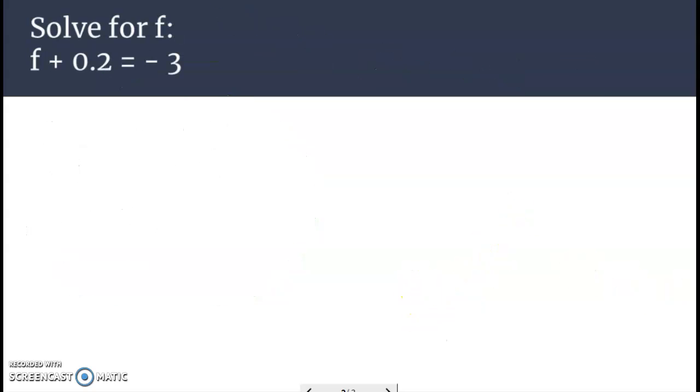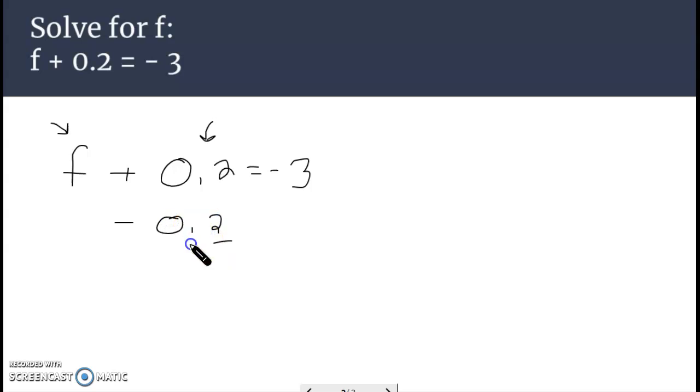Let's look at another one here. Solve for f this time. F plus 0.2 is equal to negative 3. Our variable's f, and we have to look and see what's happening to f. It's being added to 0.2. So when you identify and see what's happening to it, you now know to undo what you see. The opposite of plus 0.2 is minus 0.2.